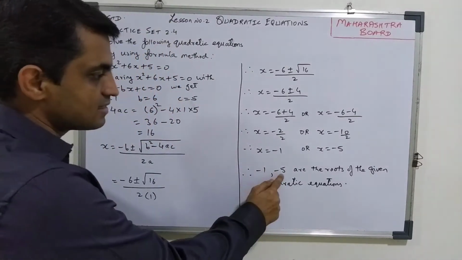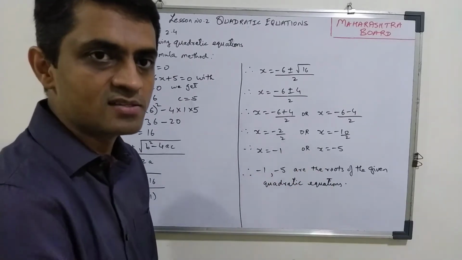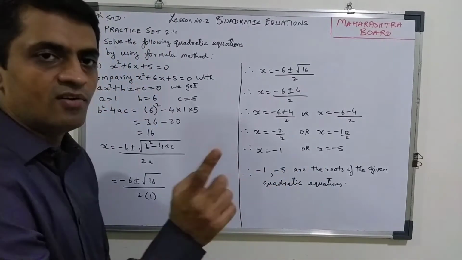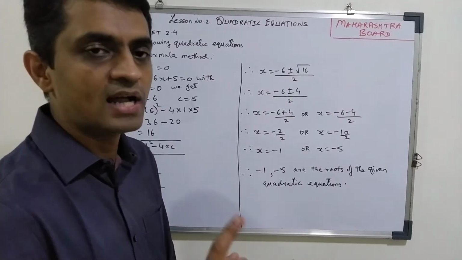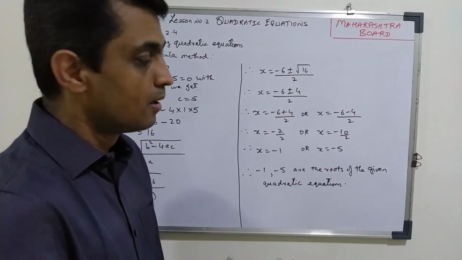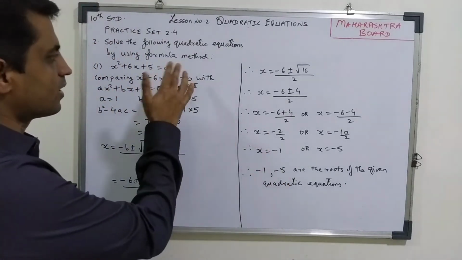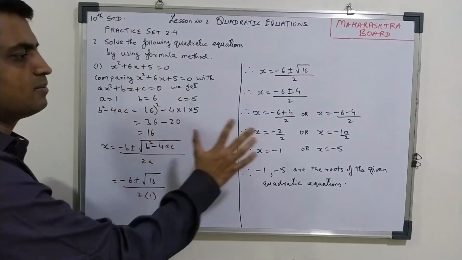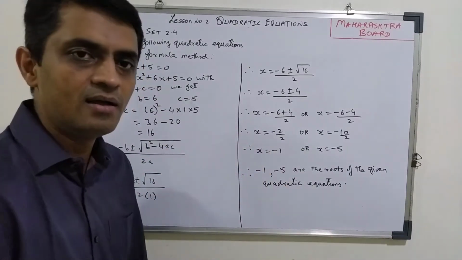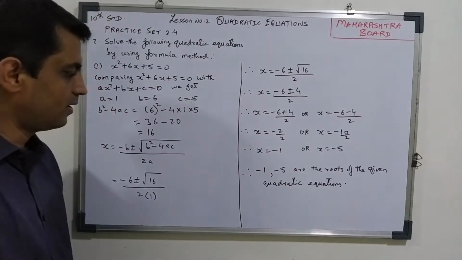But suppose the answers are irrational, which we are going to see in further sums. If the answers are irrational, you will not be able to solve by the splitting of the middle term. You can't solve by that method. Since the answer is rational here, you can solve by that method also. But if in the exam they ask you the formula method, please stick to the formula method only. Is it clear? Copy down.